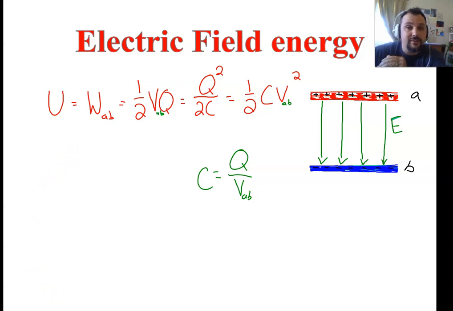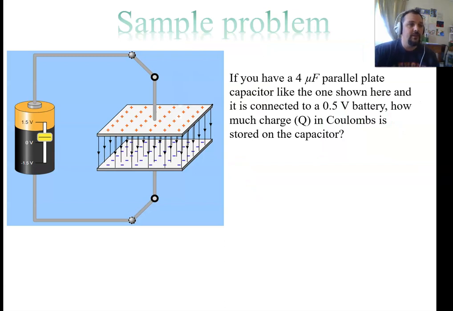But what I want to do to finish today is a simple problem that is much like your homework problems. So, I have a sample problem right here. I have a parallel plate capacitor set up right here. I have a voltage source applied to it. So if we have a 4 microfarad parallel plate capacitor like the one shown here, and it's connected to a 1/2 volt battery, so I have this voltage set to 1/2 volt, how much charge in coulombs is stored on this capacitor?